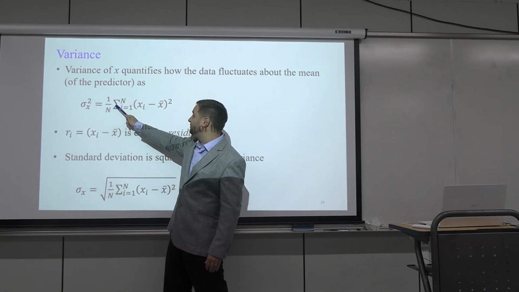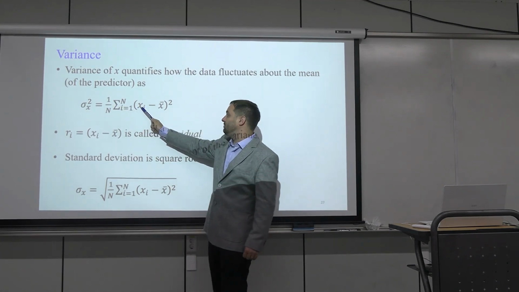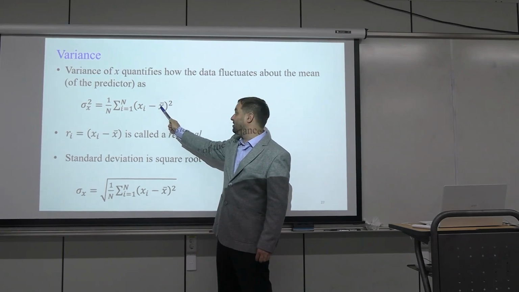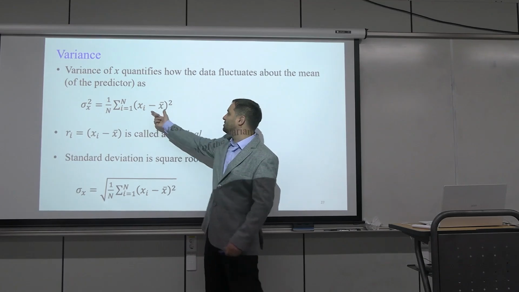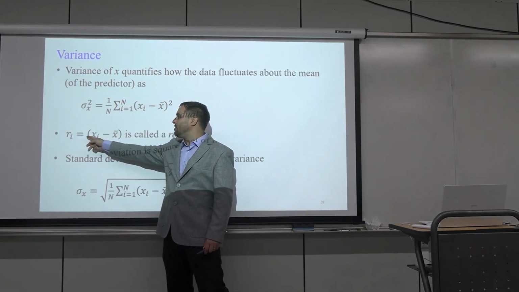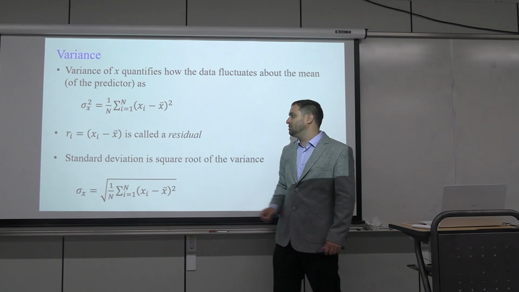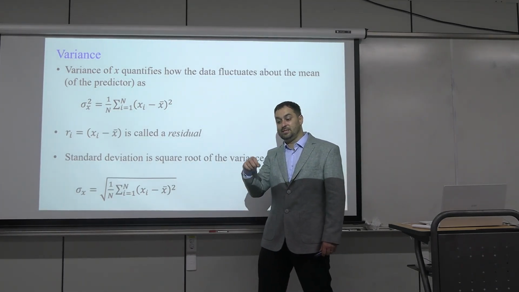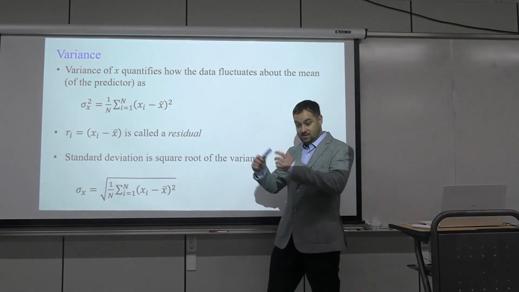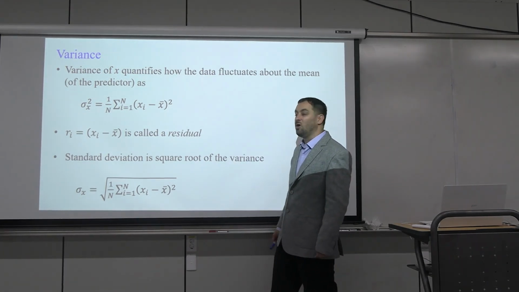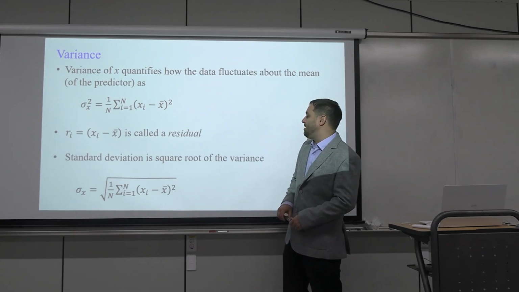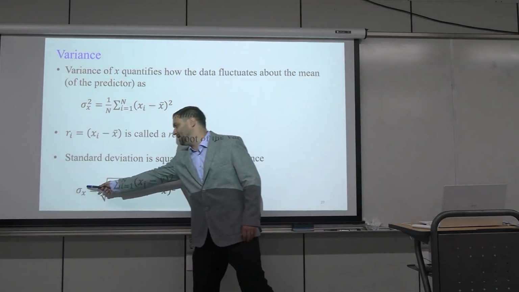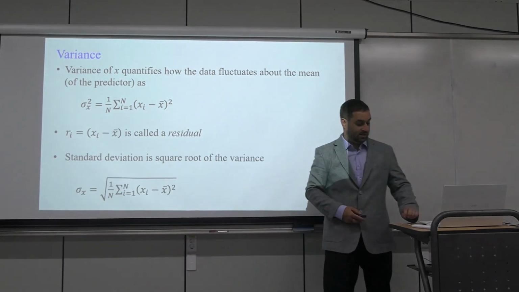It's 1 over n times the summation from i equals 1 to n of xi, that's the individual data point, minus the mean value, and that's squared. We call this term xi minus x bar a residual. It's the difference, or the delta, between the sampled data point and the mean of all of the sampled predictors. And then the standard deviation is just the square root of the variance. We usually use the symbol sigma for the standard deviation.